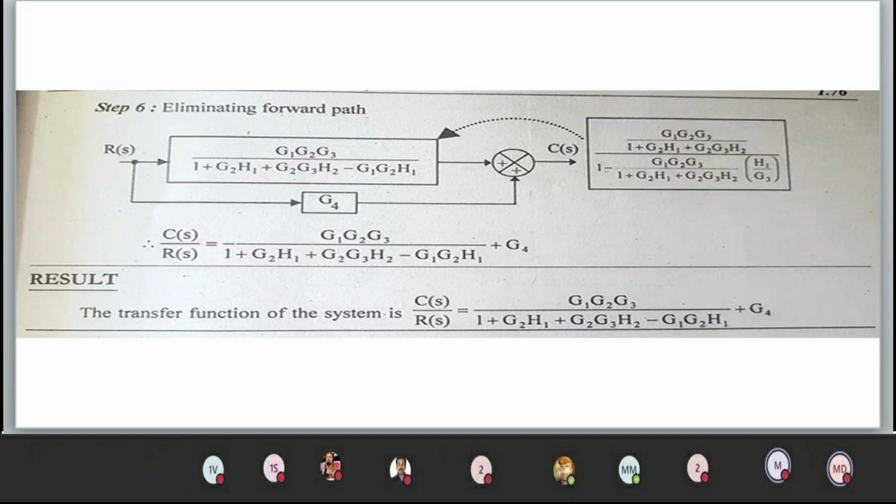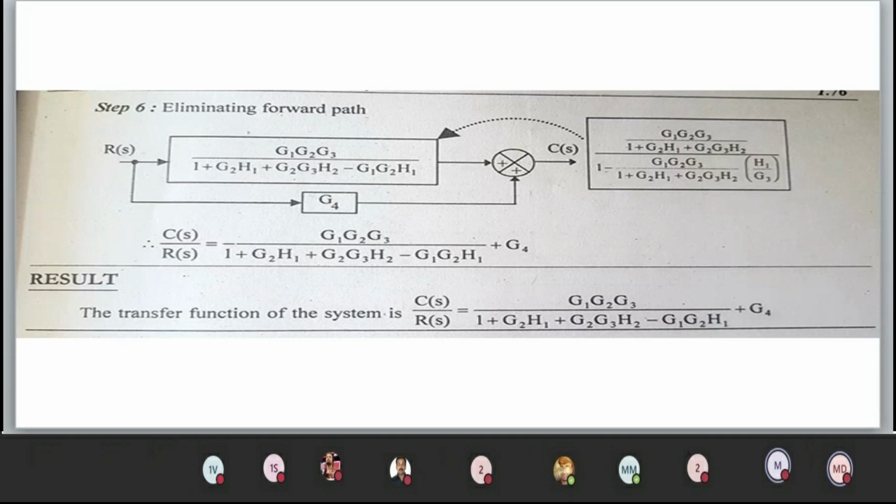So here you can notice clearly G1 G2 G3 divided by 1 plus G2 H1 plus G2 G3 H2 minus G1 G2 H1 plus G4. You can leave it as it is, and this completes the transfer function of the given system. So you can understand easily how to determine the transfer function of a system using block diagram reduction.